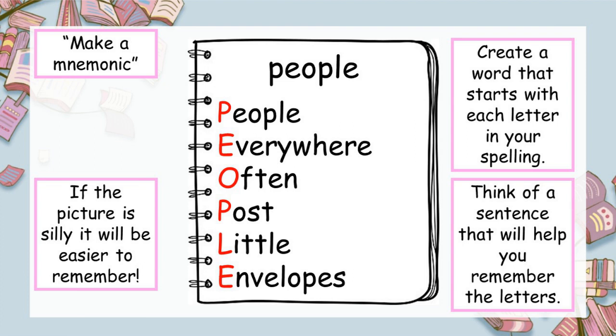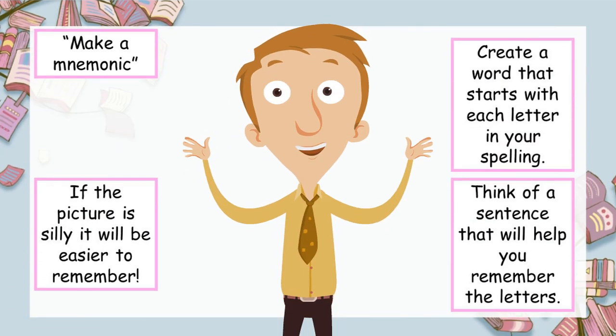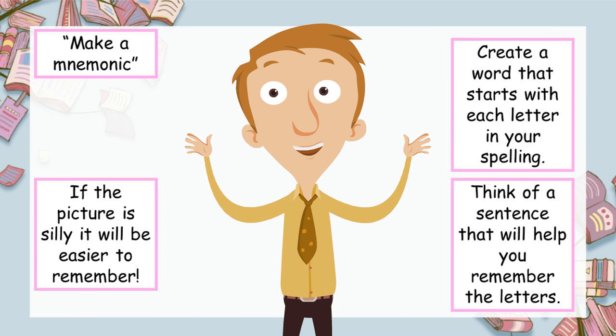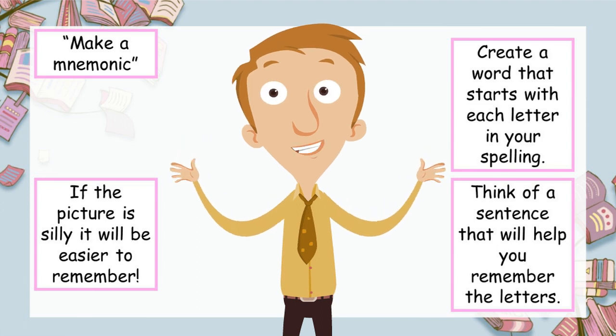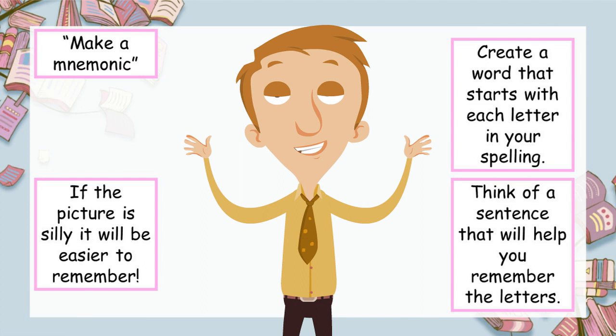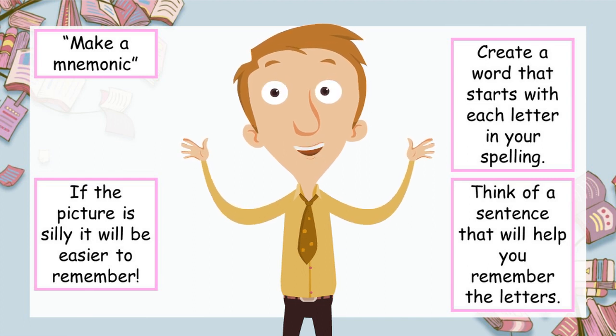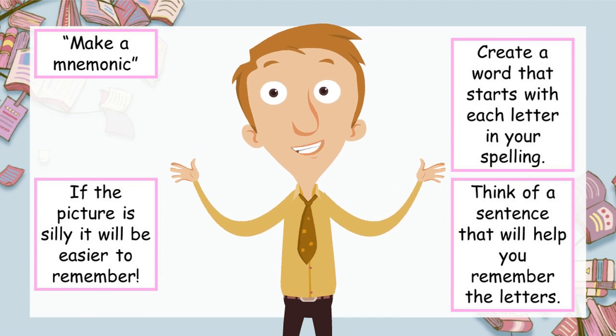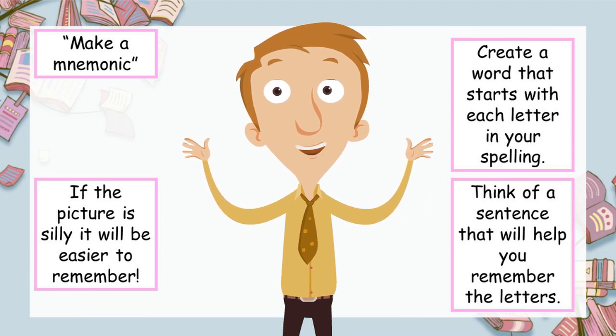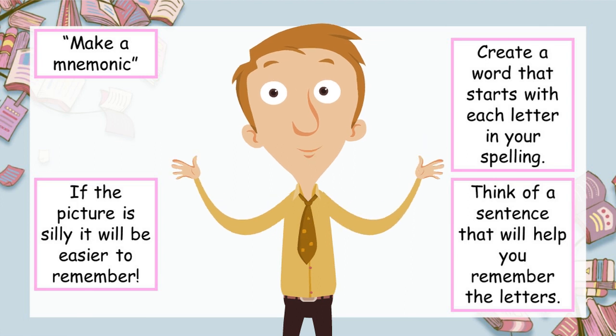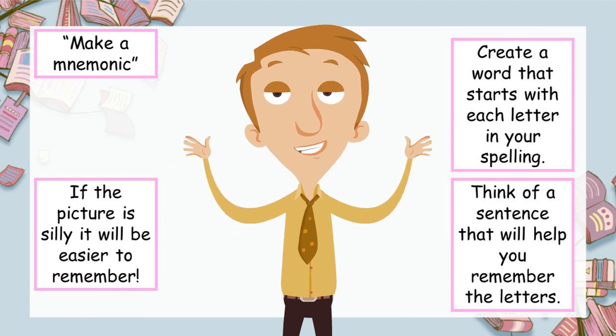Well, here's what I got for my mnemonic. People everywhere often post little envelopes. And that's how I will remember the word people. So that's how we use the spelling strategy, make a mnemonic. Remember, a mnemonic is just like an acrostic poem that uses the letters in a tricky spelling. First, we separate out the letters in our spelling. Then we think of some words that we can put together into a sentence that will help us remember the tricky words. Use this strategy for your most commonly misspelled tricky words.